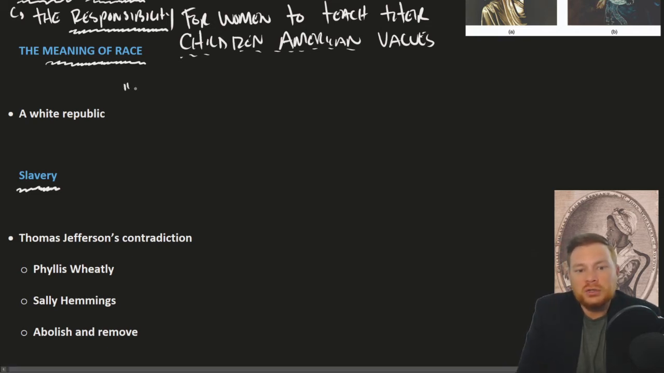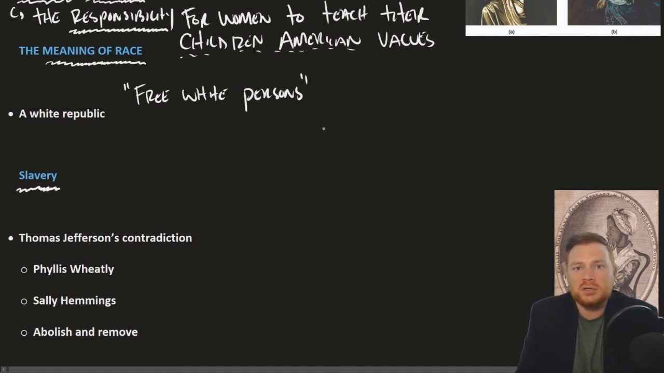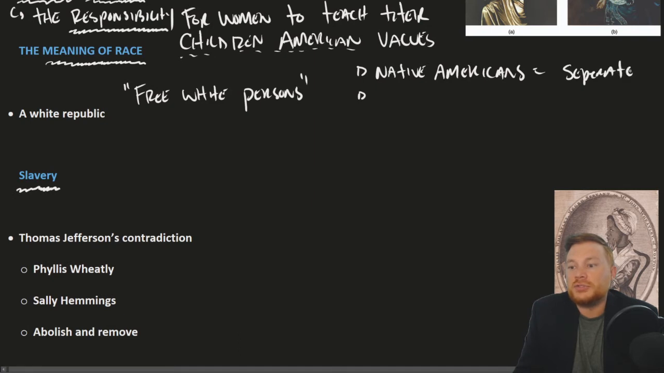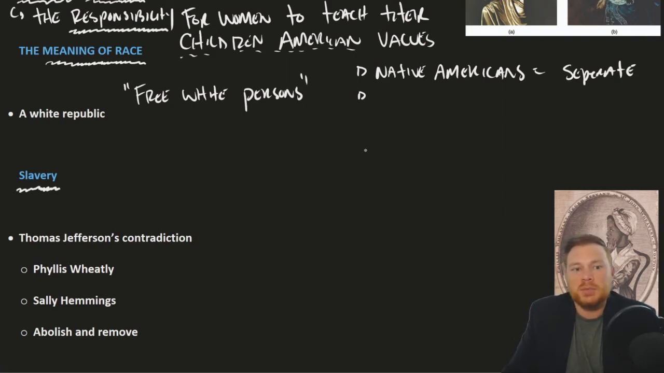So, for example, you can see this phrase, free white persons, pop up in various laws in the early United States. That was to say that whiteness was equated with citizenship, especially very early on, as it contrasts to Native Americans. Native Americans were not considered part of the U.S. Native Americans were separate. They were also sovereign in the eyes, at least, of the federal government. Native Americans were not American in the same way that French people were not American. They were French. They lived in their own separate sovereign nation. And many of the founding documents and founding types make clear that distinction.